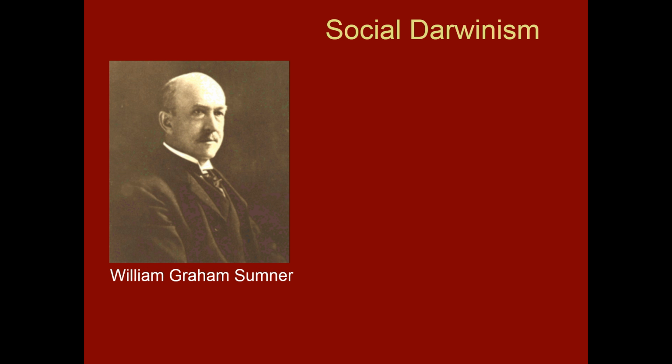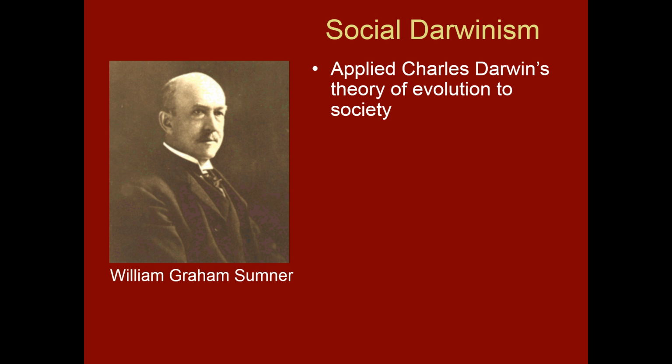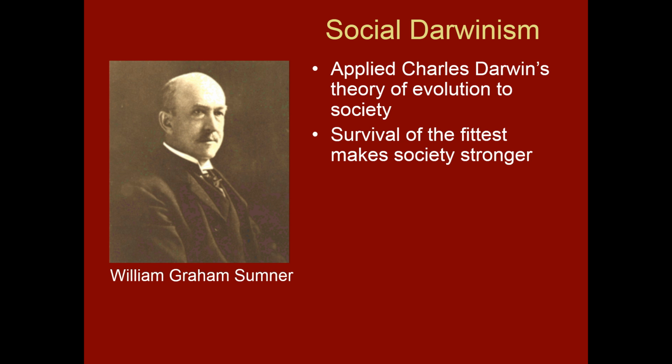Now, not identical, but in the same general category as the Gospel of Wealth is a harsher ideology or a set of ideas called social Darwinism. Its leading proponent was William Graham Sumner, no relation to Charles Sumner. He applied Charles Darwin's theory of evolution to society. This is very similar to the thinking of Herbert Spencer, who was saying very similar things on the other side of the Atlantic. The social Darwinists believed that survival of the fittest made society stronger.